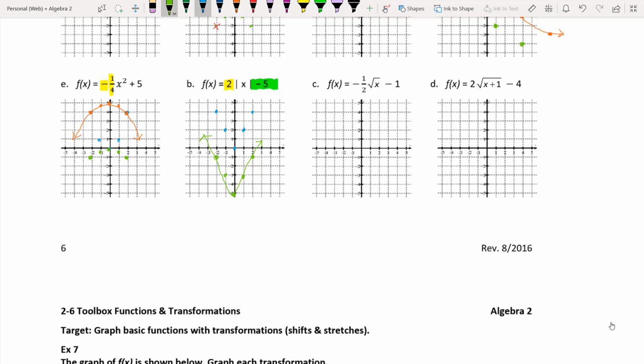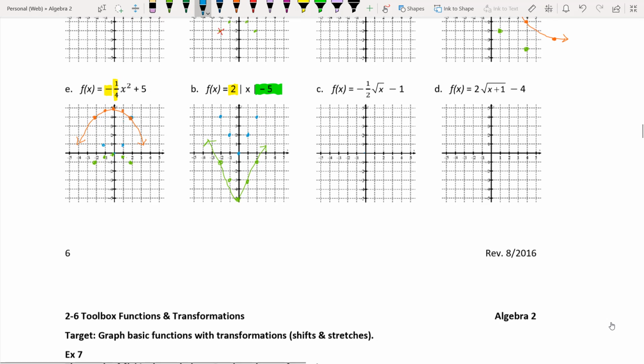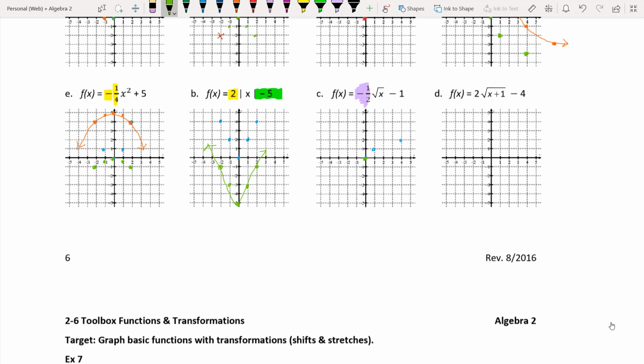Next one, parent function. 0, 0, 1, 1, 4, 2. I need to cut that in half and flip it over the x-axis. That's what those front numbers are telling me to do. Flip it over the x-axis and cut that vertical distance in half. I can't reflect 0 and I can't cut 0 in half. I can reflect 1, 1 over to 1, -1 and then cut the distance in half.